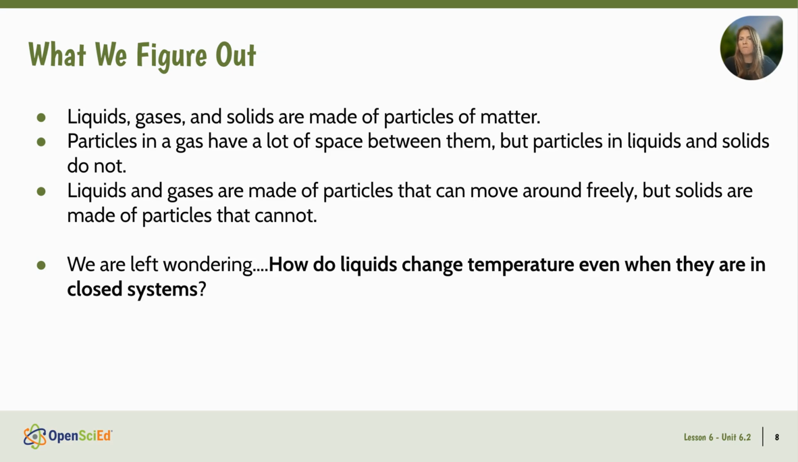So we figure out that liquids, gases, and solids are all made of particles of matter. Particles in a gas have a lot of space between them, but particles of liquids and solids do not. They're closer together. Liquids and gases are made of particles that can move around freely, but solids are made of particles that cannot. We're left wondering, how do liquids change temperature even when they are in closed systems?